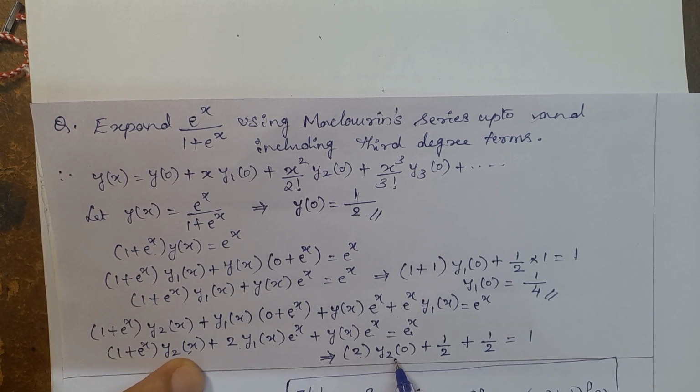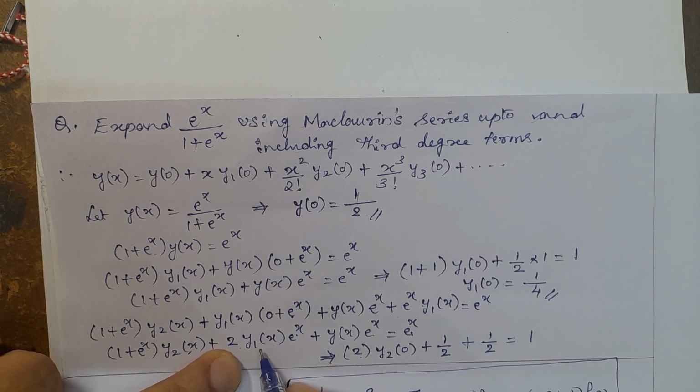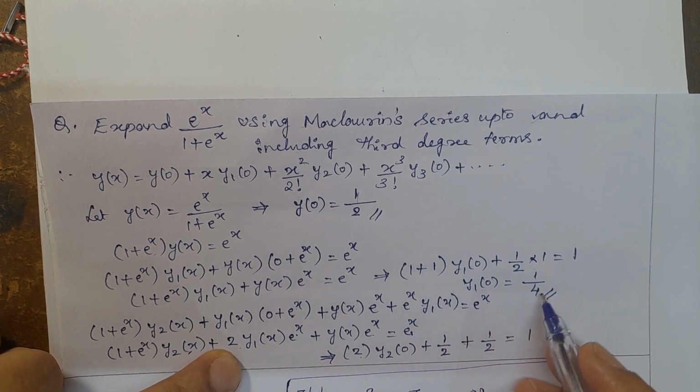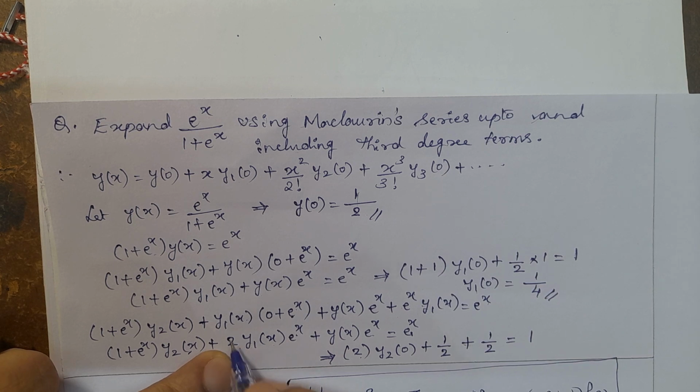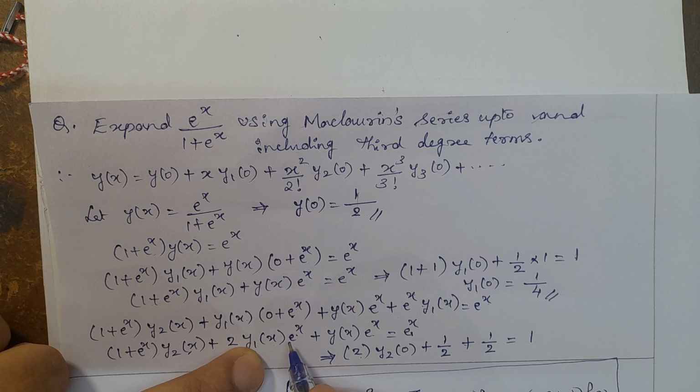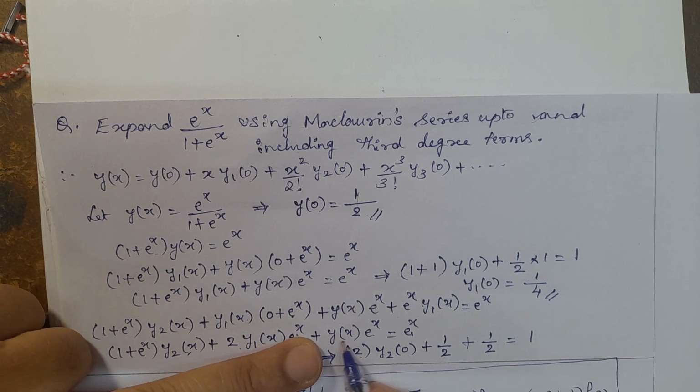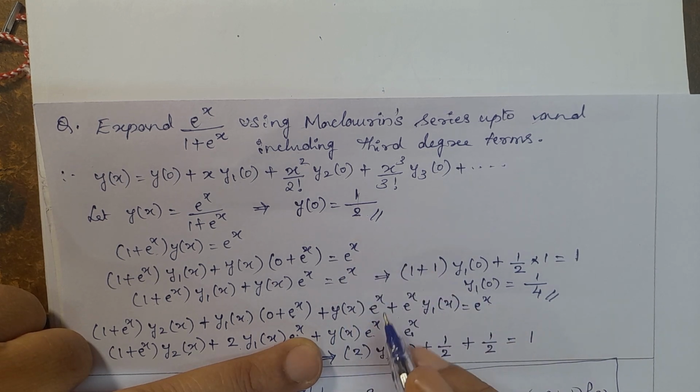y2 of 0. Next, 2 into y1 of 0. y1 of 0 is 1 by 4. 2 into 1 by 4, so 1 by 2. 1 by 2 into e power of 0, e power of 0 is 1, 1 by 2 into 1 is 1 by 2. Next y of 0. y of 0 is 1 by 2. e power of 0 is 1, so 1 by 2 into 1 is 1 by 2, equal to e power of 0 is 1.